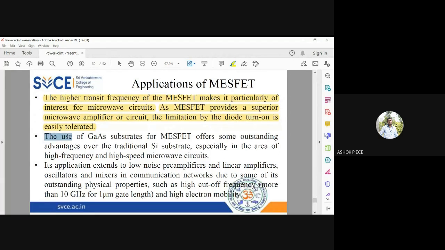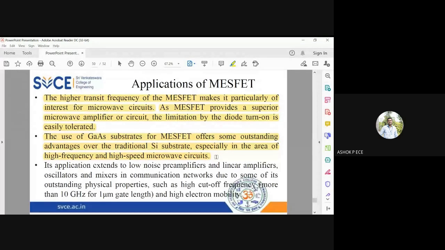So using gallium arsenide offers outstanding advantage over the traditional silicon substrate, especially in the area of high frequency and high speed microwave circuits. So whenever you are going to go for high frequency microwave circuits, compared to silicon substrate, gallium arsenide substrate is going to be offering a lot of good features.